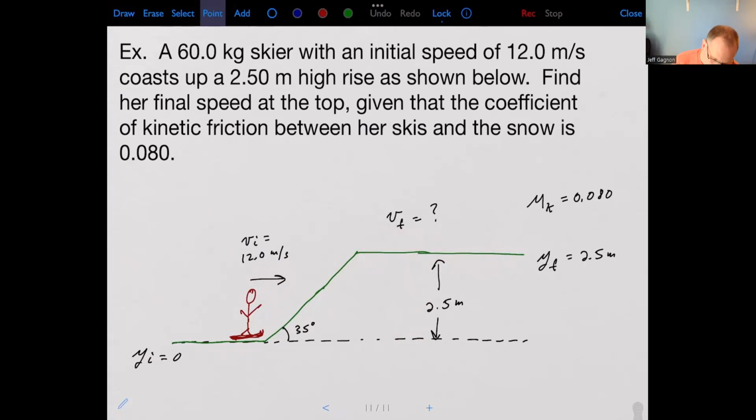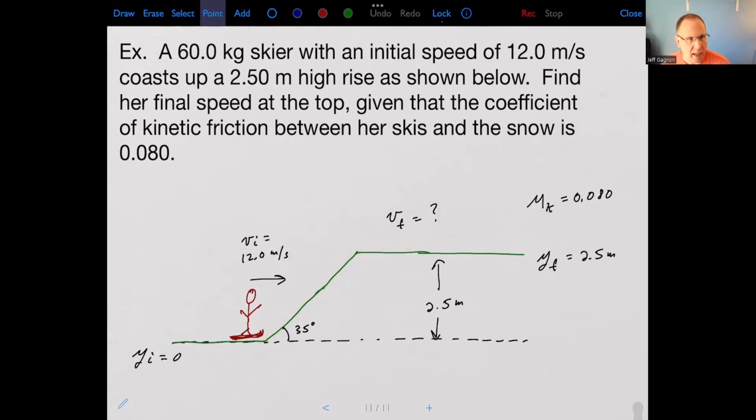But now we actually have friction. We're not saying it's frictionless. We're saying there's friction between the skis and the snow, and we're told that the coefficient of kinetic friction, mu k, is 0.080. So basically, when she is going up the hill, there's going to be a frictional force which is doing negative work. That's going to slow her down. Plus she's gaining potential energy, which is also going to slow her down. And we want to figure out that final velocity here.